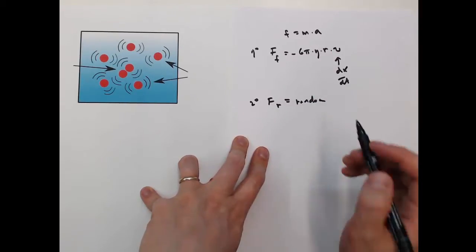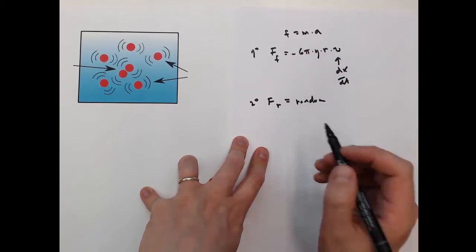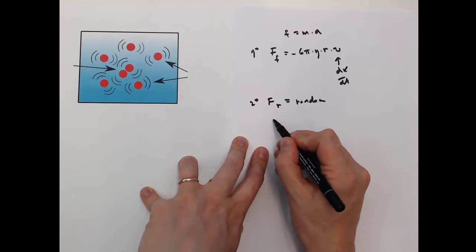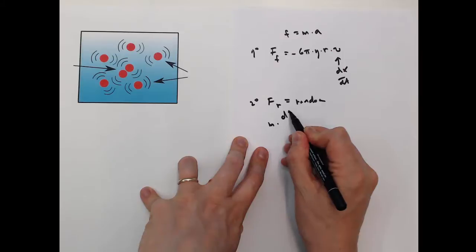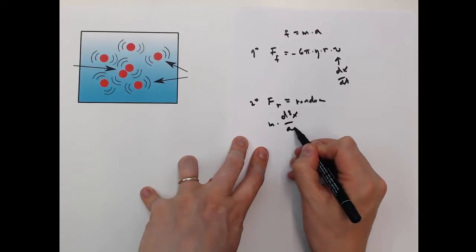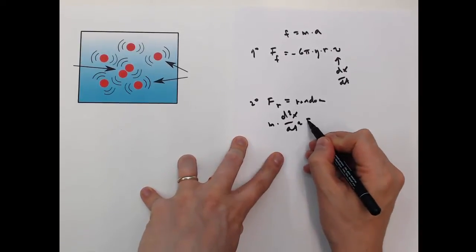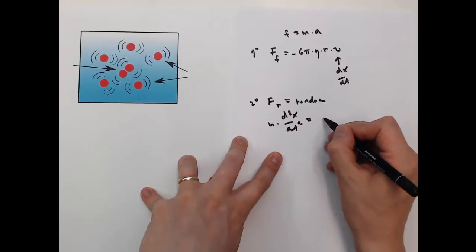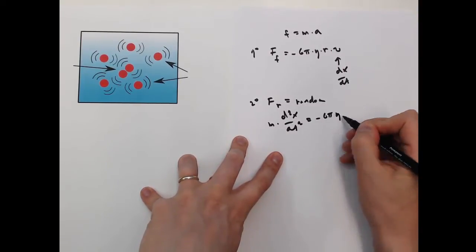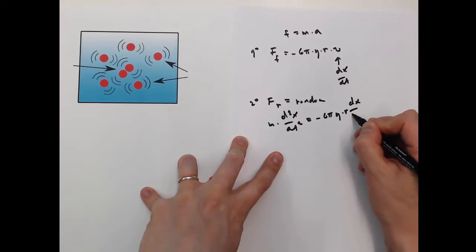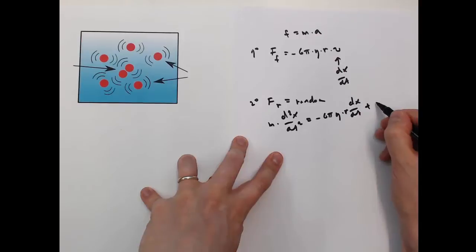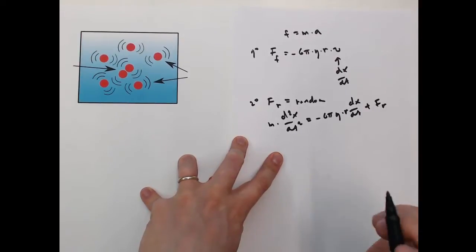And if we now write down the equation, we have that ma, which is m times the second derivative of x with respect to time, is equal to the first force, 6 pi times a constant times r times the derivative of x, plus our random force.